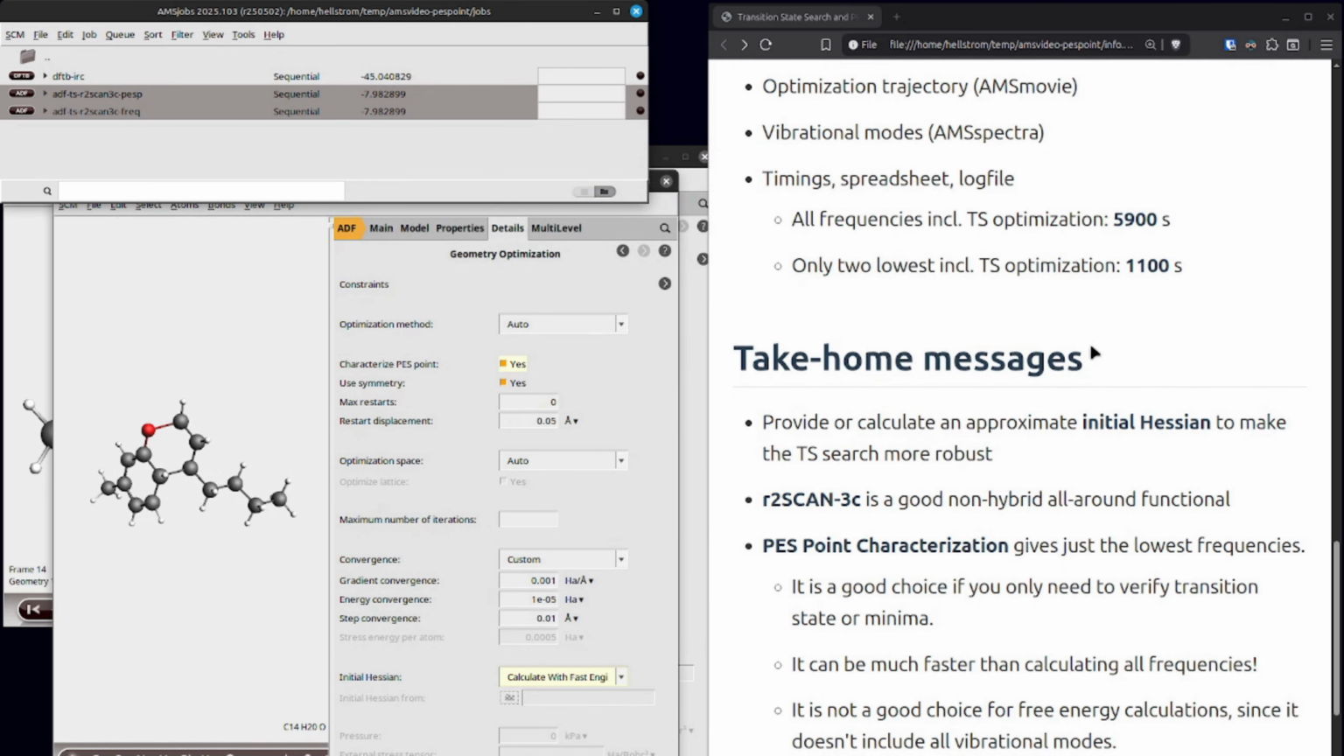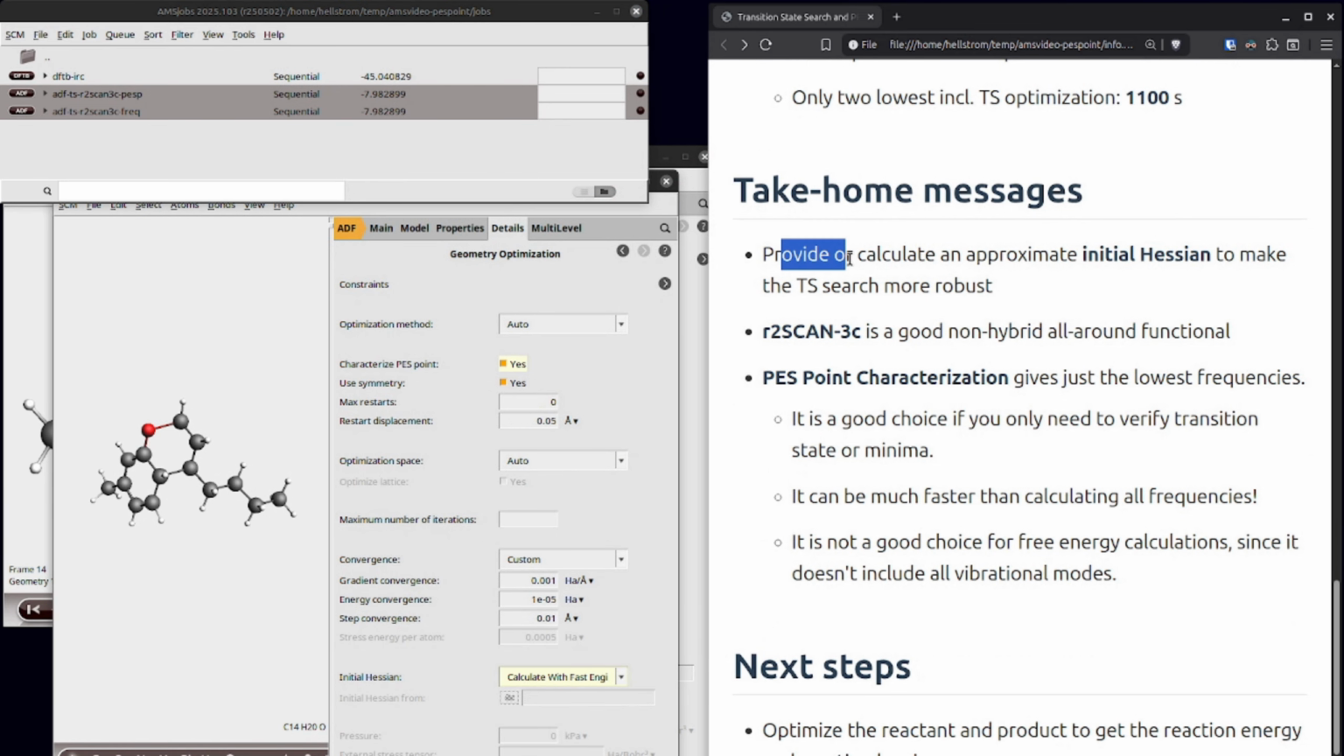So the take-home messages here are, when you run a transition state search, to either provide or to calculate an approximate initial Hessian or an exact Hessian to make the TS search more robust. Or the functional is a good non-hybrid all-around functional. So it's not a hybrid functional, which means you don't have to calculate any non-local Fock exchange.